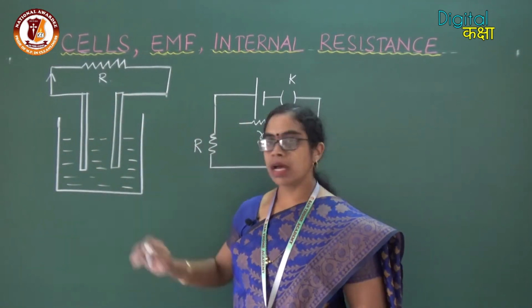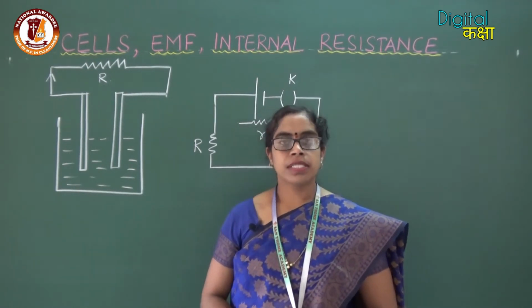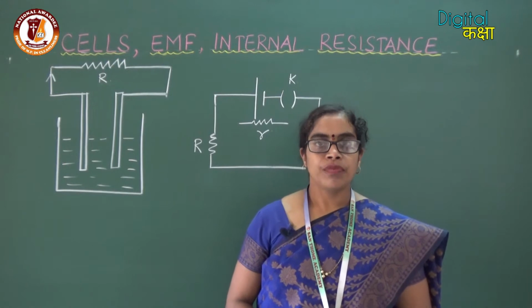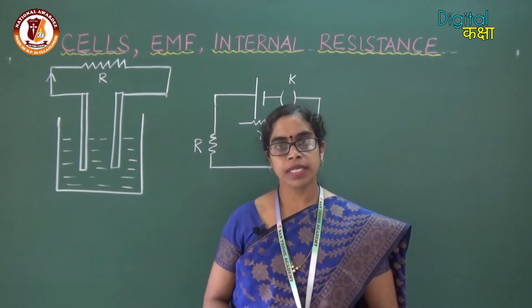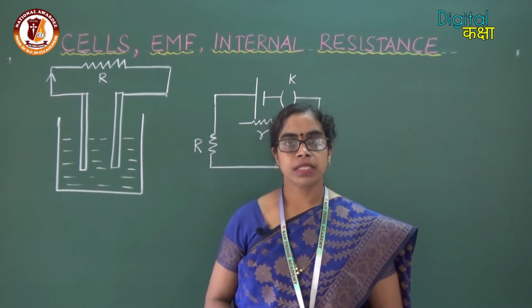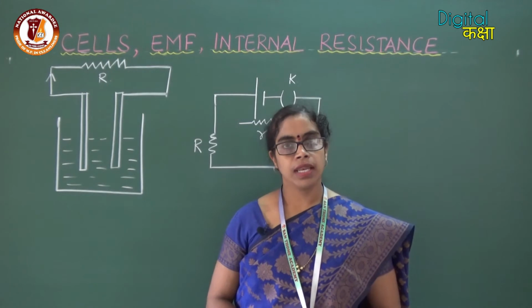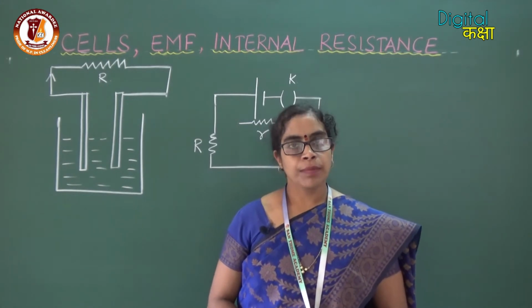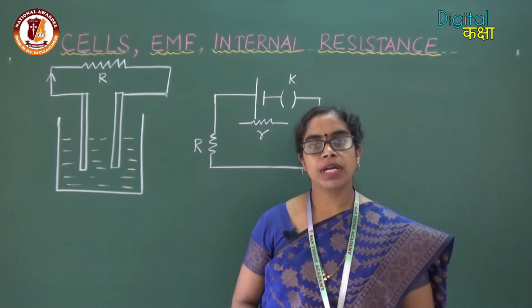So, with this diagram, we get the idea that a cell is a device which provides the potential difference to the circuit. If we talk about the energy conversion in the cell, it is the chemical energy which gets converted into the electrical energy.